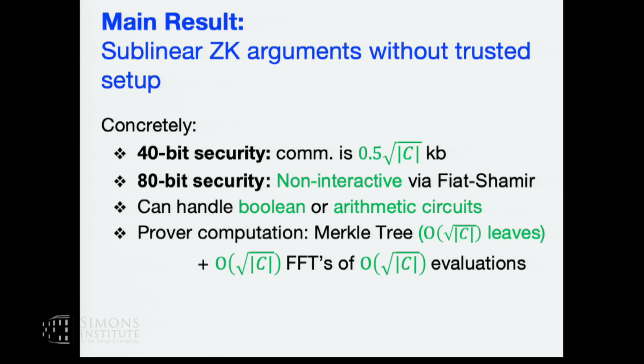And the proof system works both for circuits that can be described as a Boolean circuit with AND, XOR, NOT gates, or arithmetic circuits over some finite field with addition and multiplication gates. And when I say the size of C, it's basically the number of gates in your circuit. Specifically, you can think of it as the number of AND gates if it's Boolean, or the number of multiplication gates in the case of finite fields.